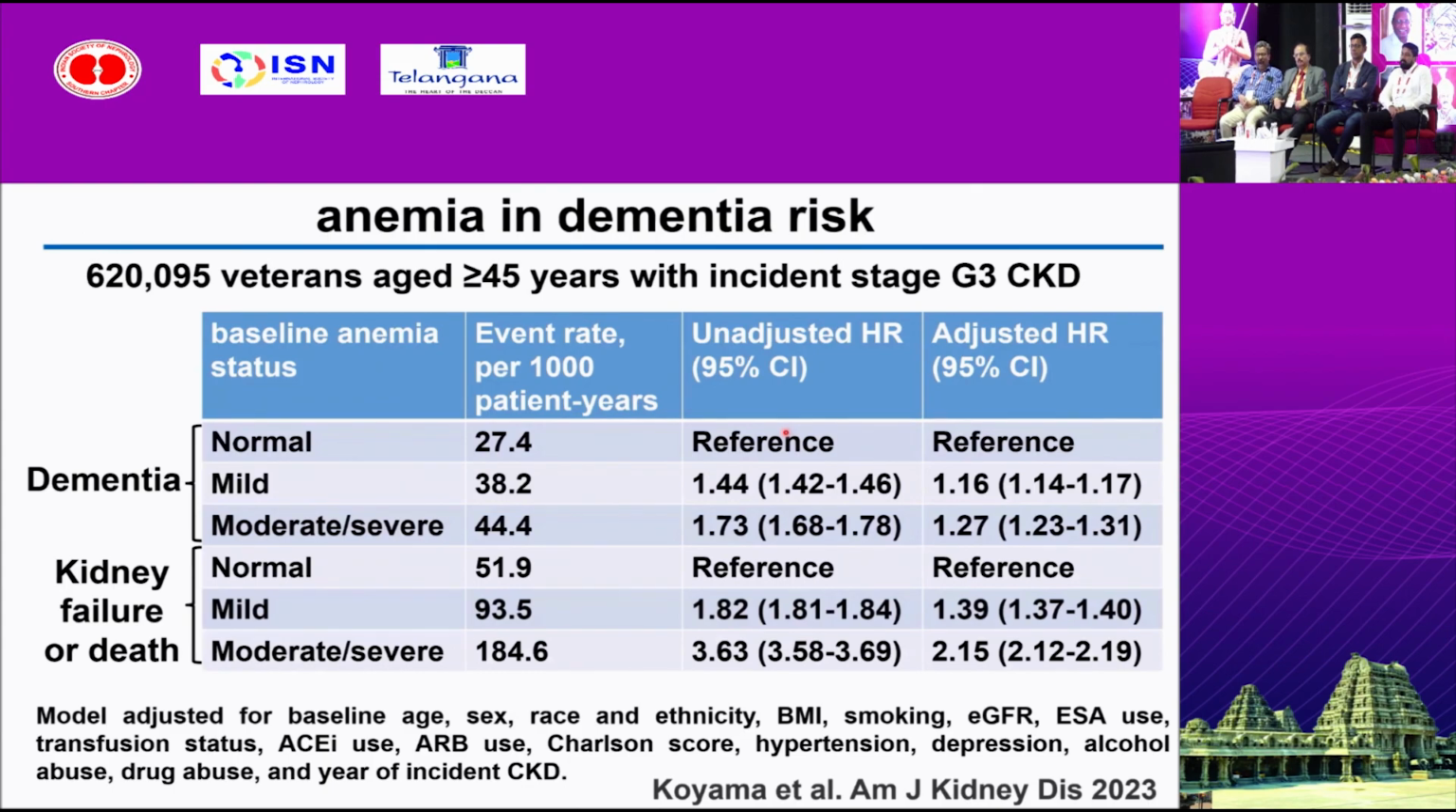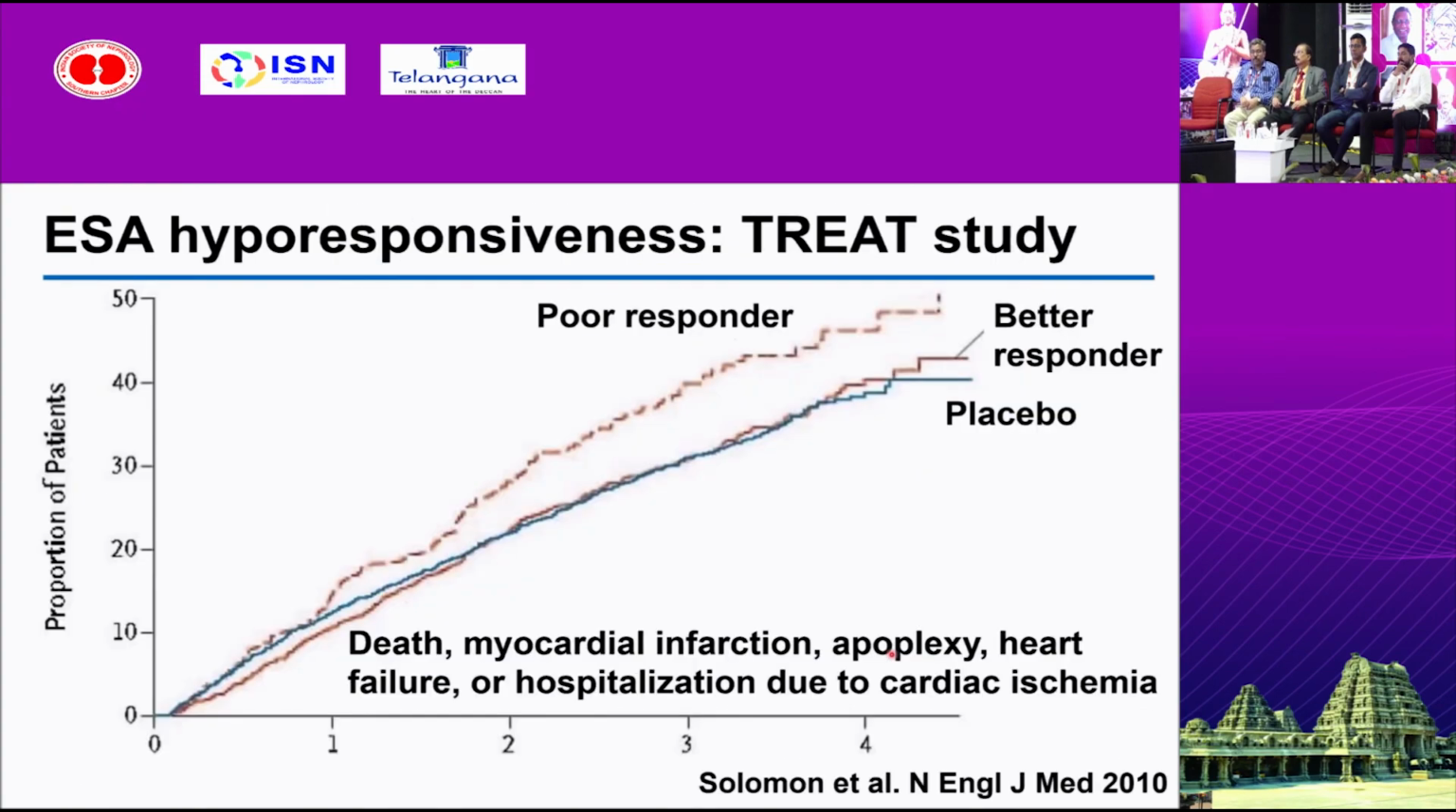This is the analysis of the veterans with incident stage G3 CKD. And the analysis of these patients showed that anemia itself in CKD patients is an independent risk for dementia. Anemia is also a risk for kidney failure or death. We have to treat these patients with ESA in an appropriate manner.